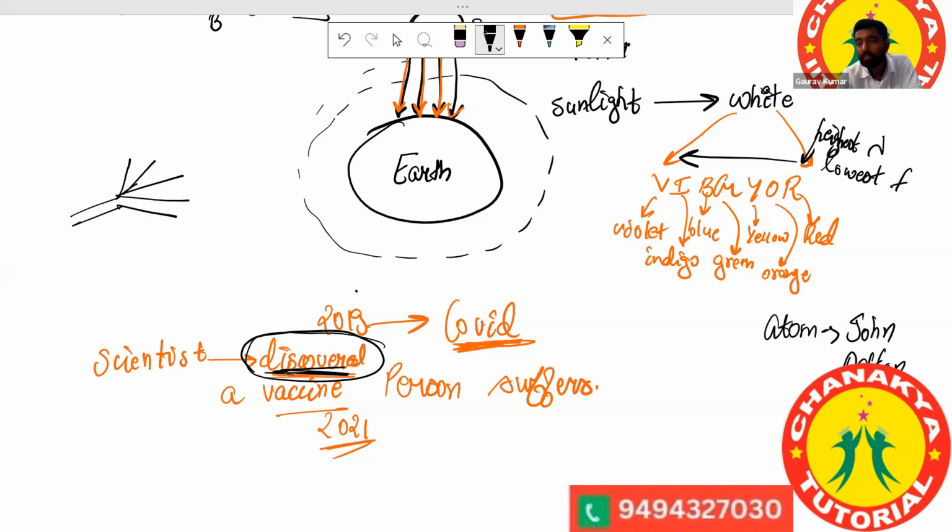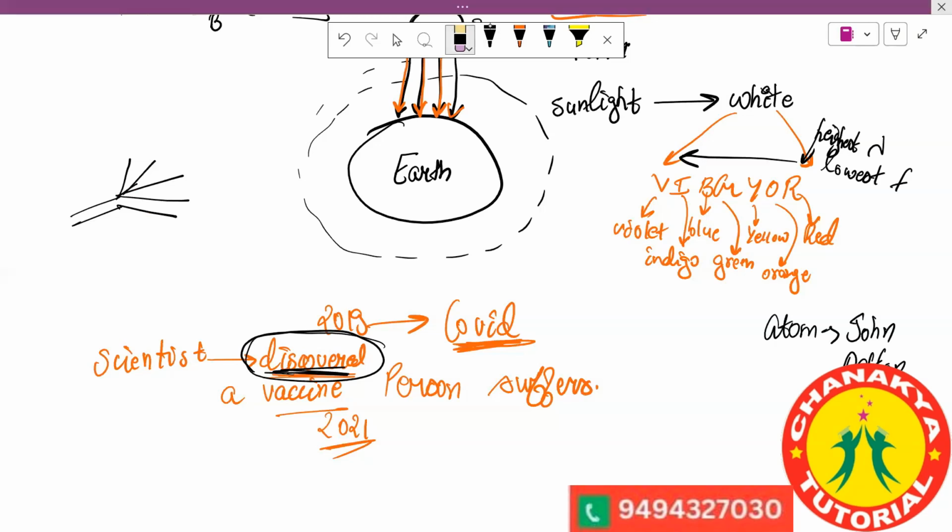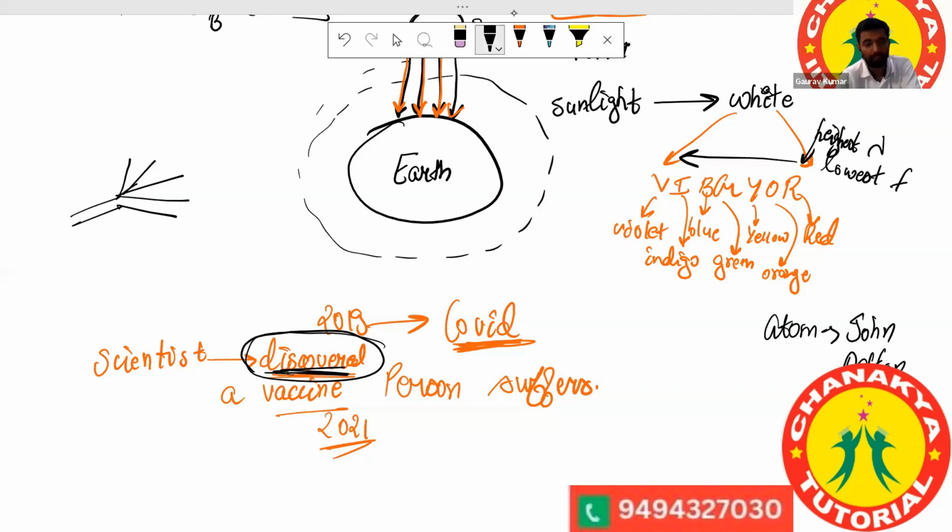Yes, sir, after you explain this, can you once explain the ray diagram for the laws of refraction? I have a question. Yes, sir, fine. After this, I will explain.